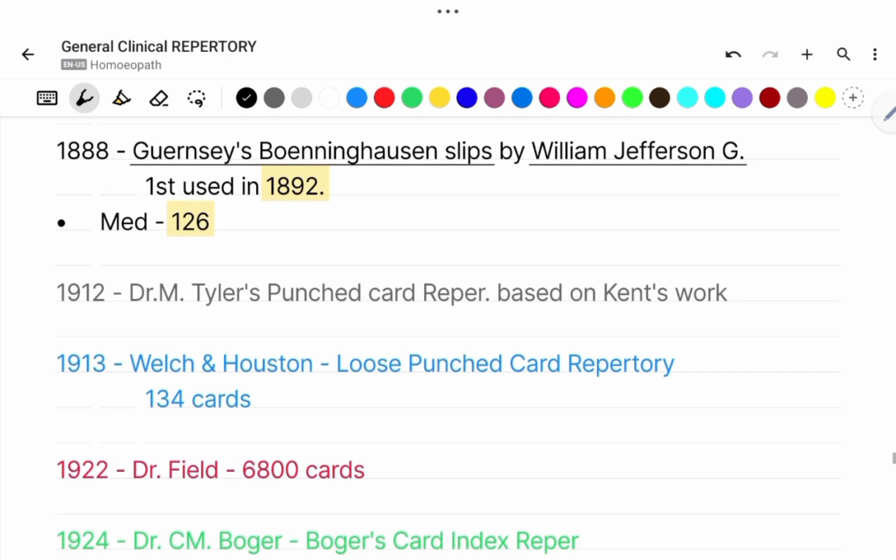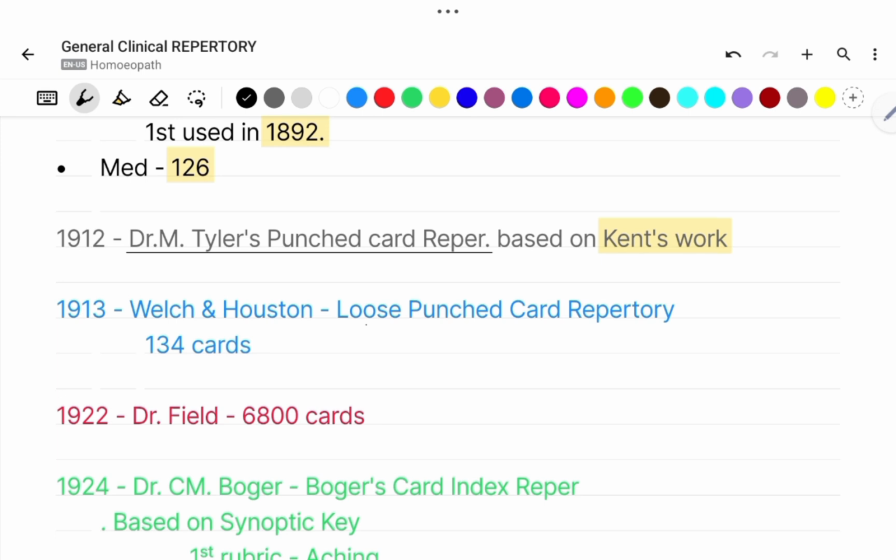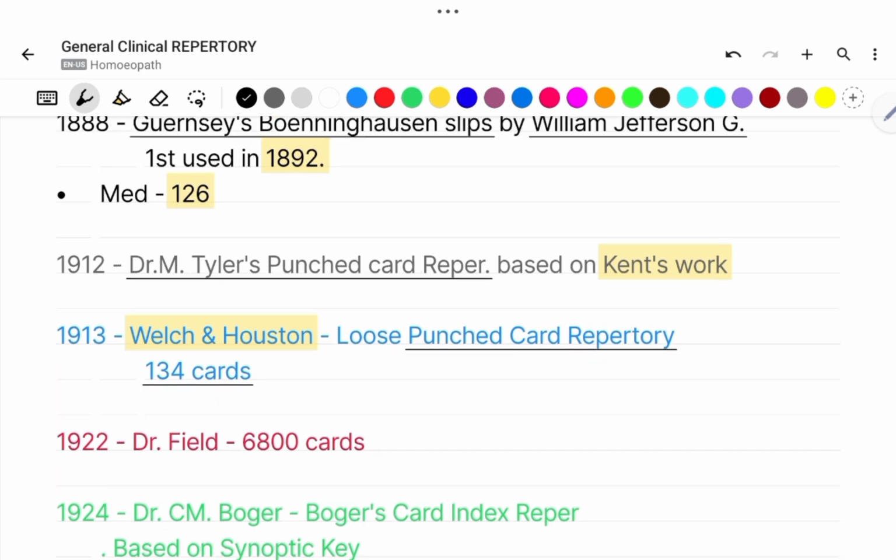Then after that, in 1912, Dr. M. Taylor's first card repertory came, which was based on Kent's work. Then, in 1913, Loose punched card repertory came by Welch and Houston. Total number of cards in this were 134. In 1913, if we rotate the 3 in the upward direction, it becomes W. So from this we can learn that in 1913 Welch and Huston card repertory came.